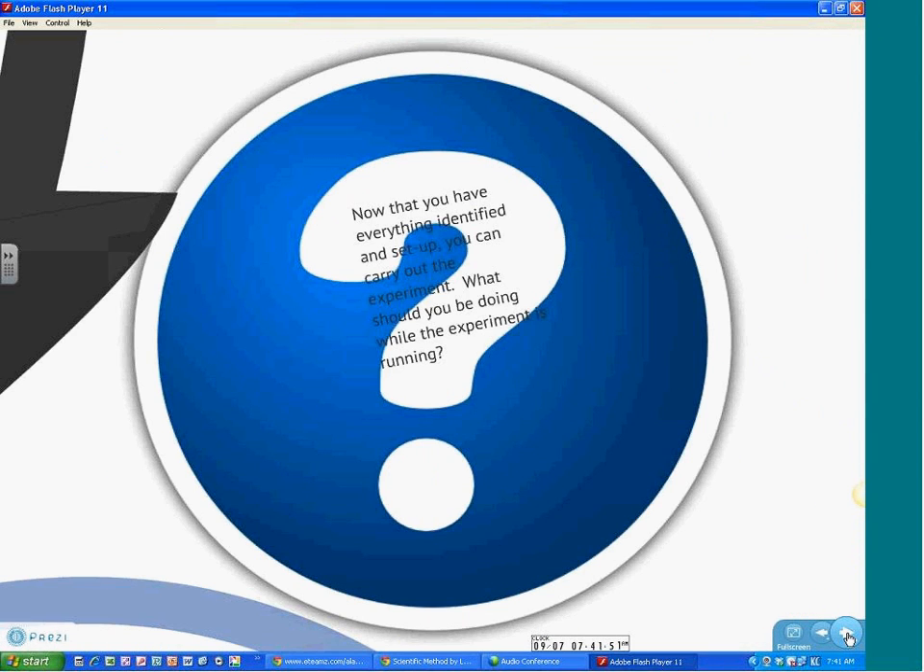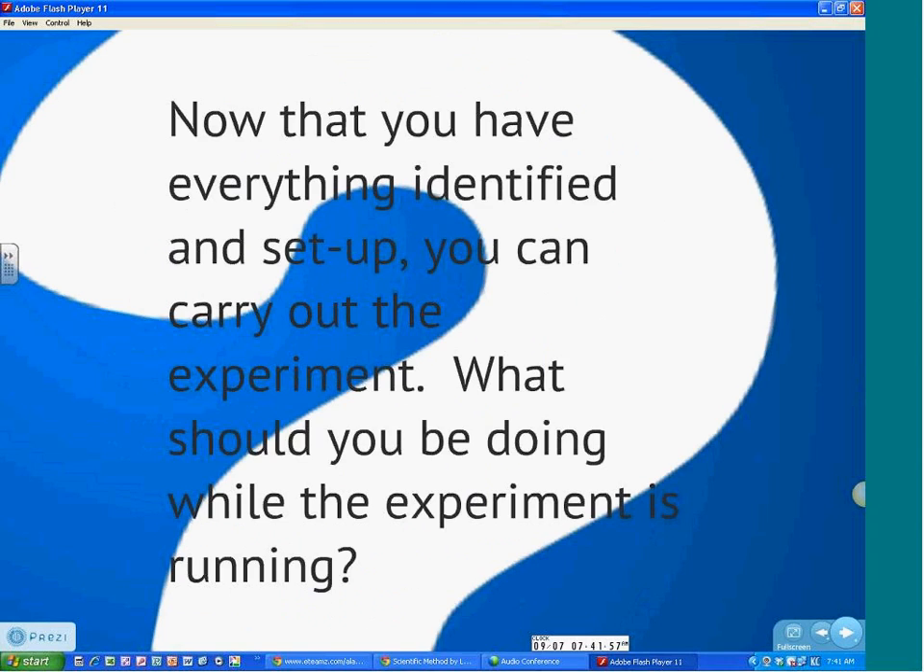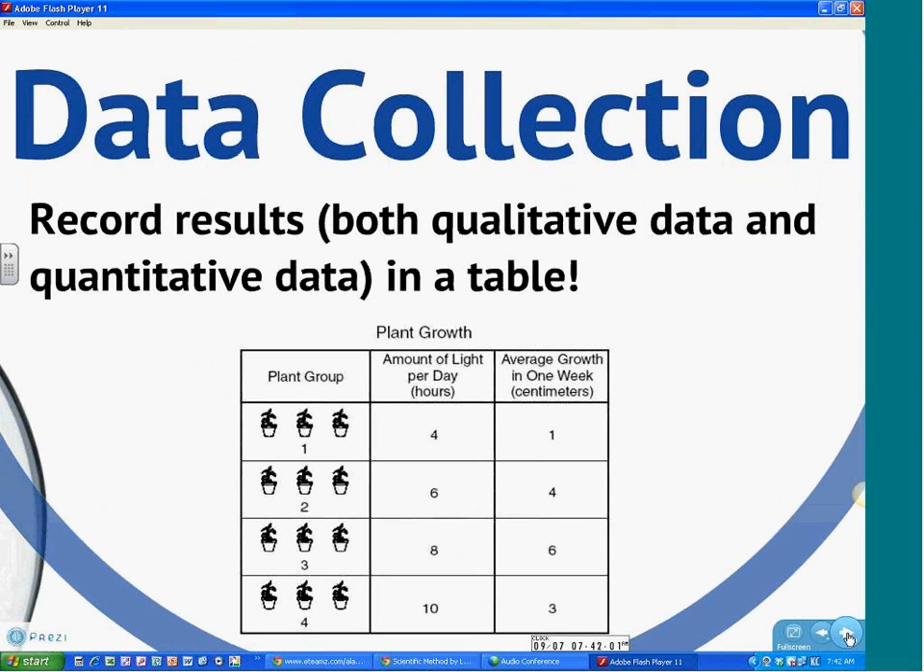So now that we got everything, we're running the experiment. How should we write this information down? Should I just try to remember it? How am I going to make sure that I have all the data for the next day? Well, I probably want to take some collection methods for recording my results.